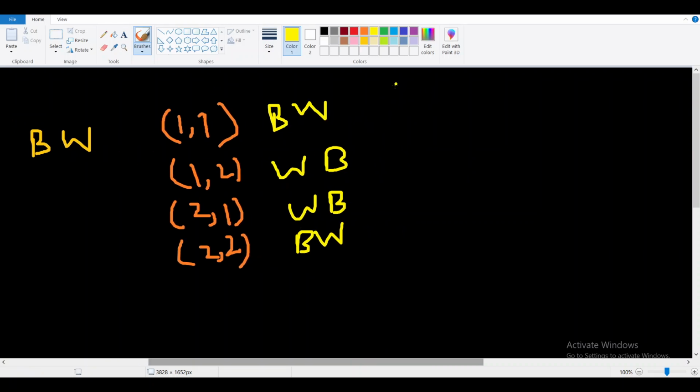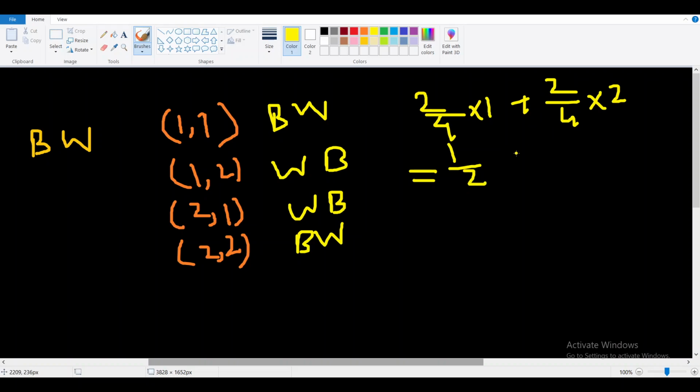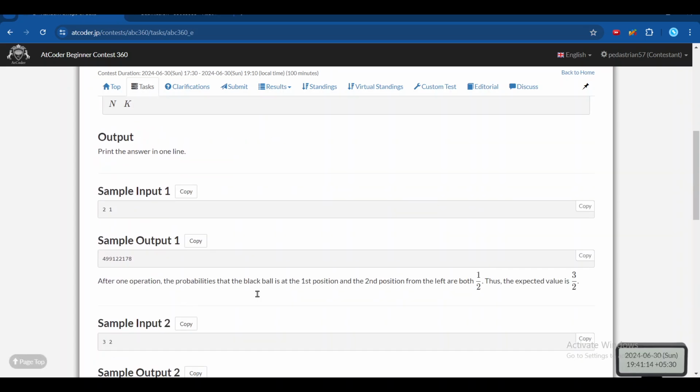So we can say that the probability is 2 by 4 into 1, and 2 by 4 into 2. So this will be half, and this will be our 1. So the answer will be 3 by 2. I hope you get it. Here you can check, the answer is 3 by 2. The expected value is 3 by 2.